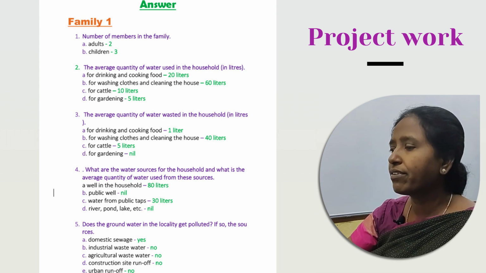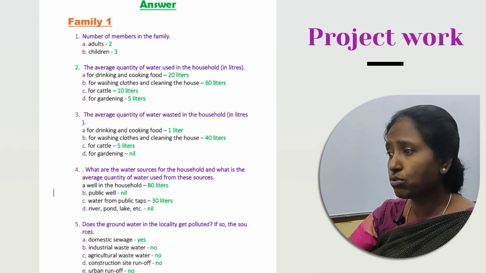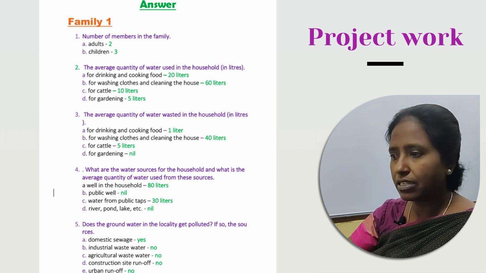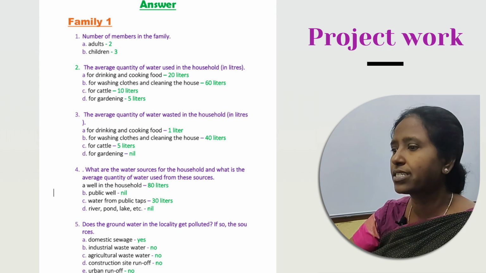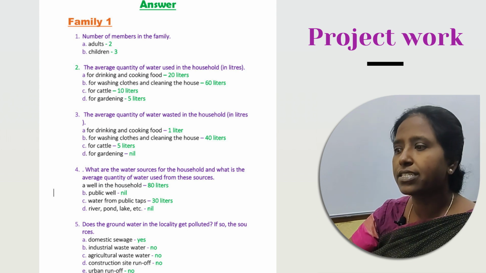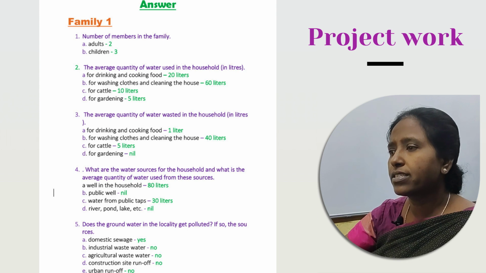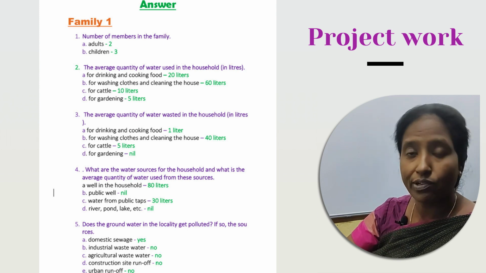The average quantity of water wasted in the household in liters: for drinking and cooking food, 1 liter is wasted. For washing clothes and cleaning the house, 40 liters. For cattle, 5 liters. For gardening, no water is wasted. Okay, whatever they say, you have to record and write.